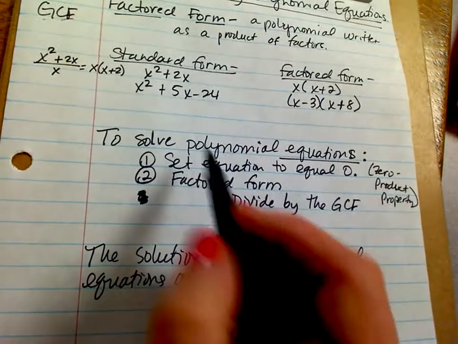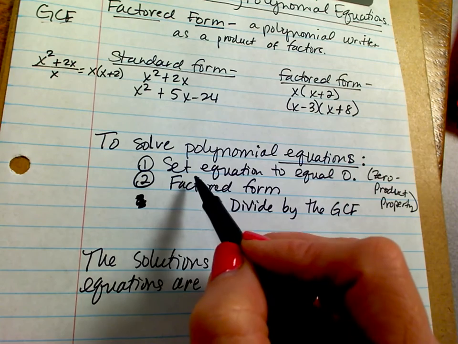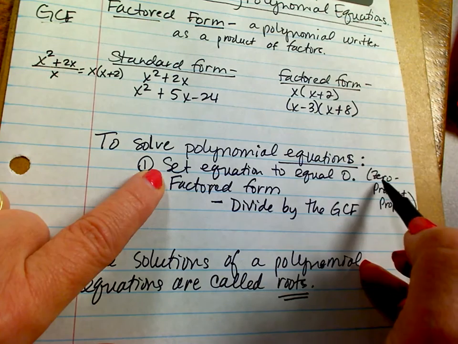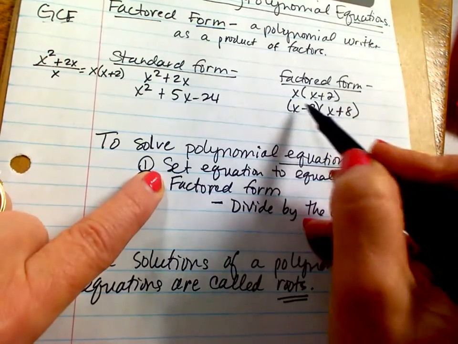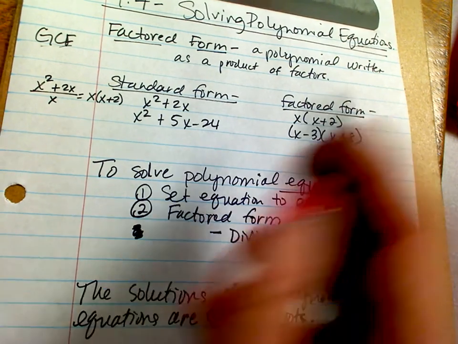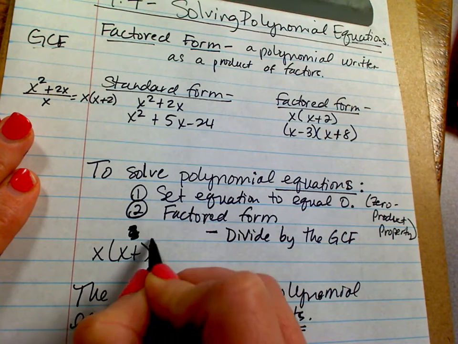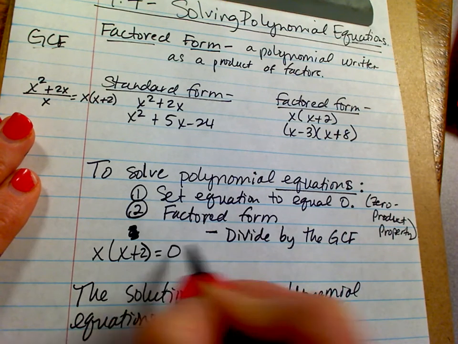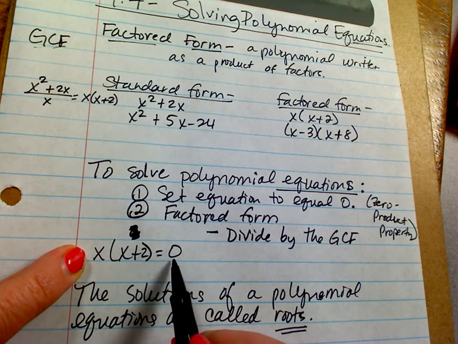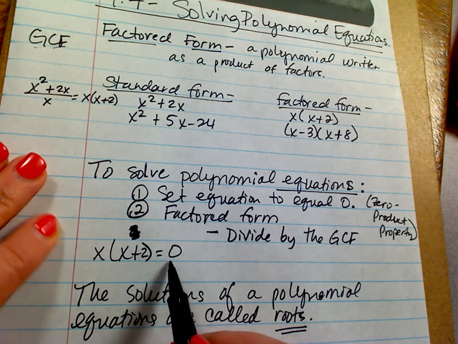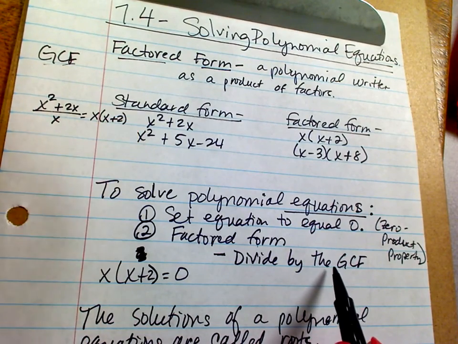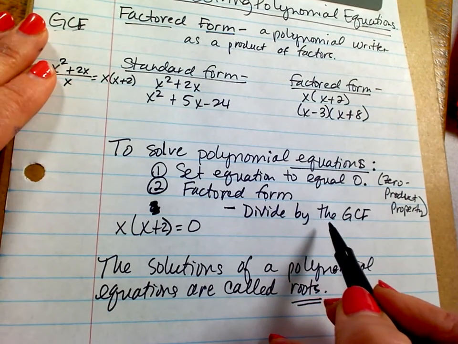Then, to solve your polynomial equations, you want to set your equation equal to 0, and that's the zero product property. If I set up x times (x plus 2), this is like saying x times (x plus 2) equals 0. So I want to make sure it's in factored form and then set it equal to 0. I'm going to show you what to do with that next. In the factored form, right now you're going to be dividing by the greatest common factor. Right now it might seem a little fuzzy, but when we do the examples, it'll make more sense.